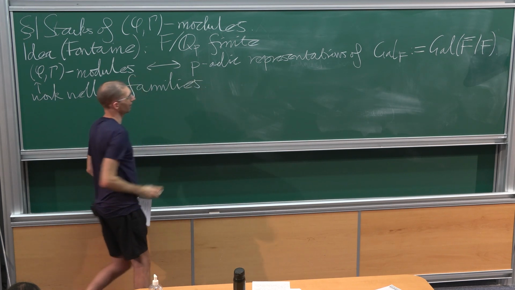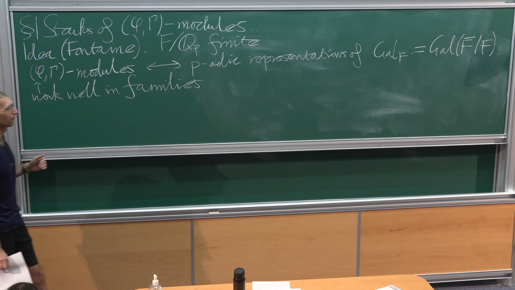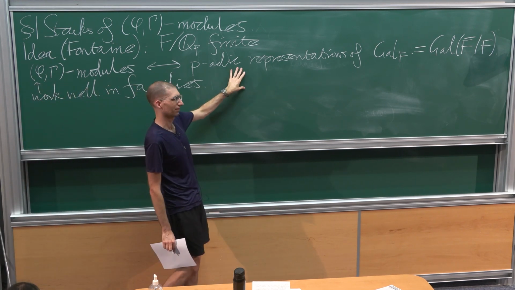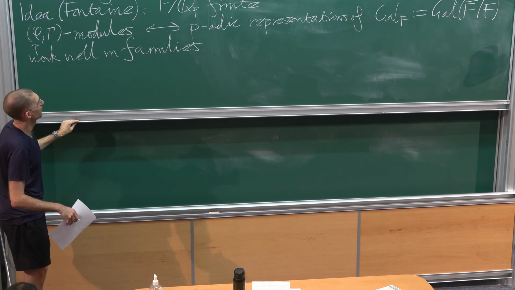And so in particular, when we're doing p-adic representations of the Galois groups of p-adic fields, thinking about moduli spaces of phi gamma modules is going to work a bit better for us than working with moduli spaces of Galois representations. OK, so I'll give you some actual definitions now.